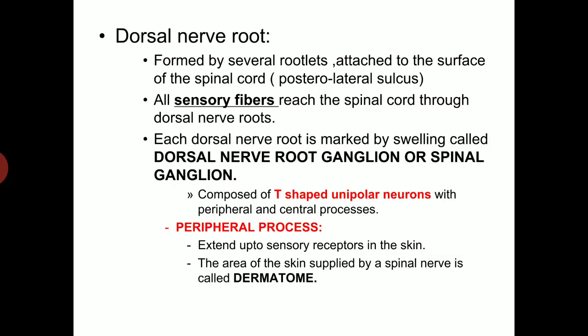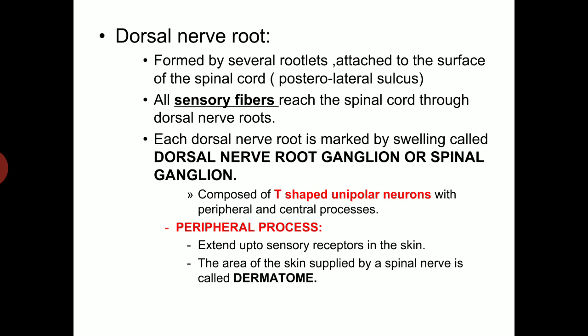Now dorsal nerve root is formed by several rootlets attached to the surface of spinal cord. All sensory fibers reach spinal cord through dorsal nerve roots. Each dorsal nerve root is marked by a swelling known as dorsal nerve root ganglion or spinal ganglion, which is composed of T-shaped unipolar neurons with peripheral and central process.